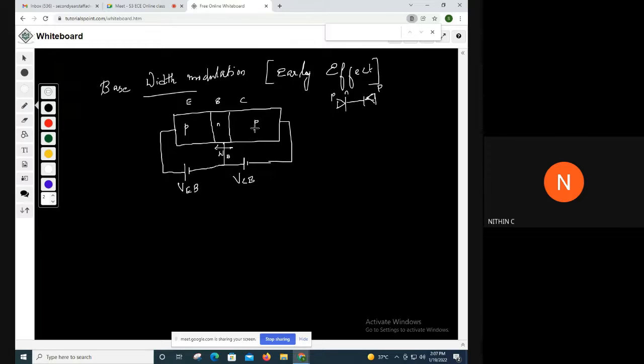This is somewhat an equivalent diagram of a PNP transistor. You have two inverted diodes.